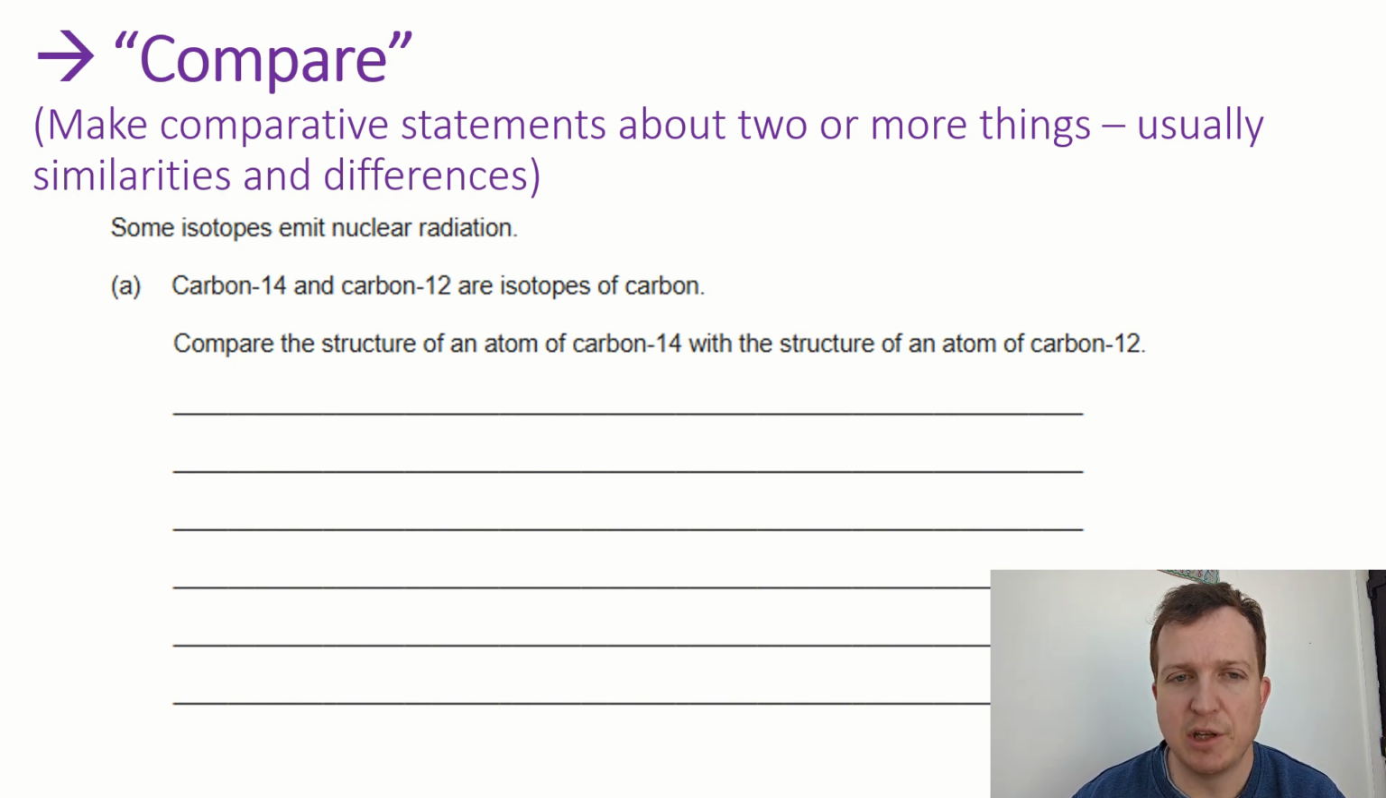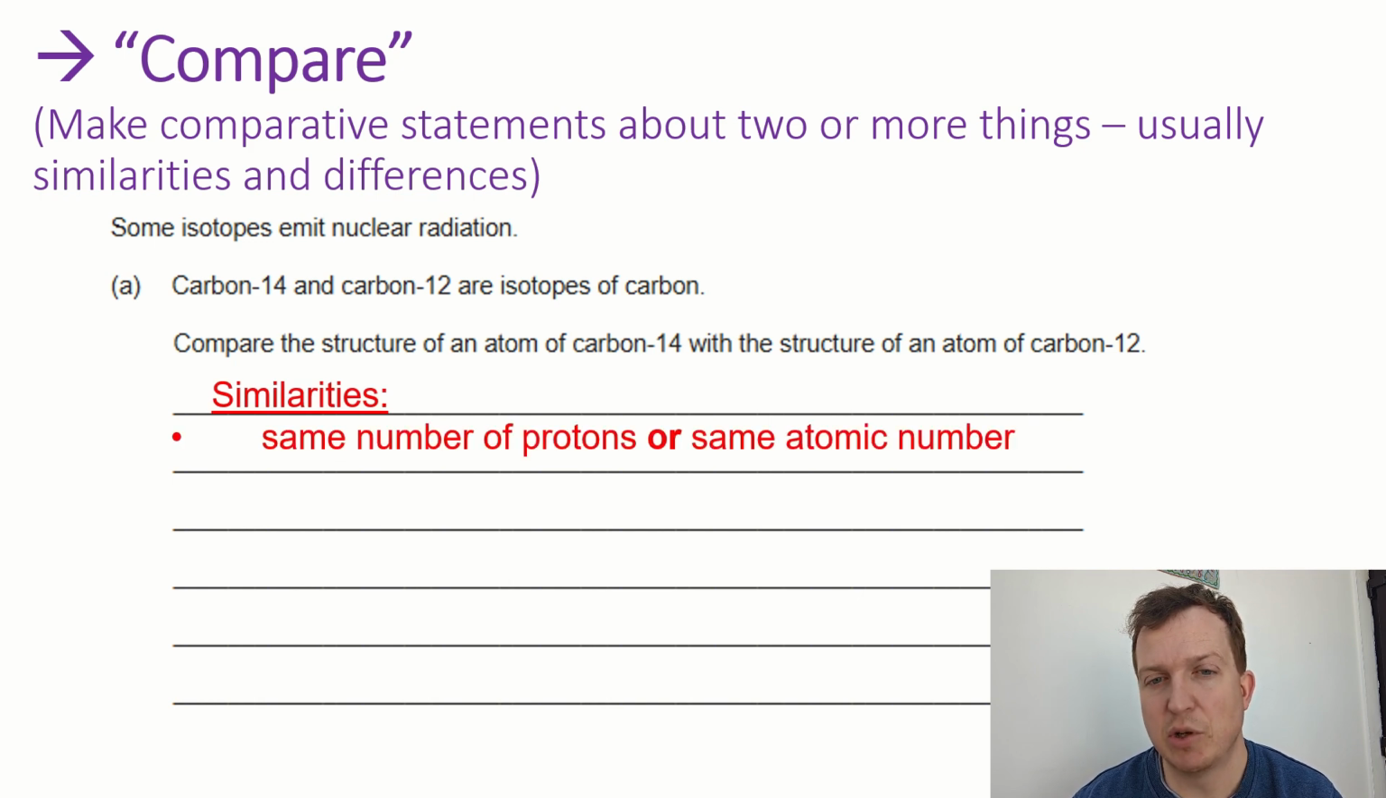So we've got 2 isotopes here. We've got carbon-12 and carbon-14. The question says compare the structure of the atom. So comparing the structure of the atom, we could talk about similarities and differences. They have the same number of protons, so you can say the same atomic number as each other. So that's comparing them because they're both the same. Also the same number of electrons because it talks about the atom, not just the nucleus.